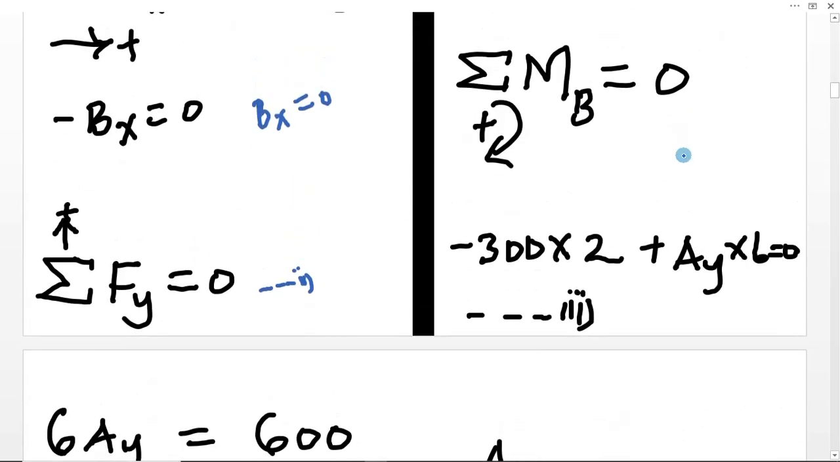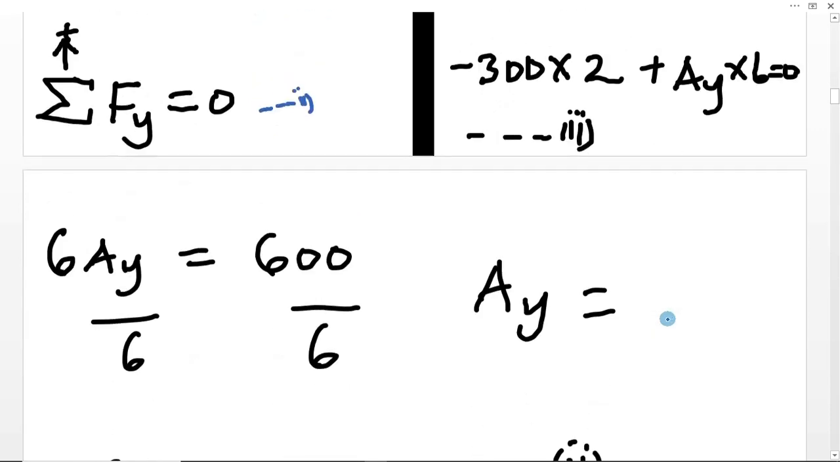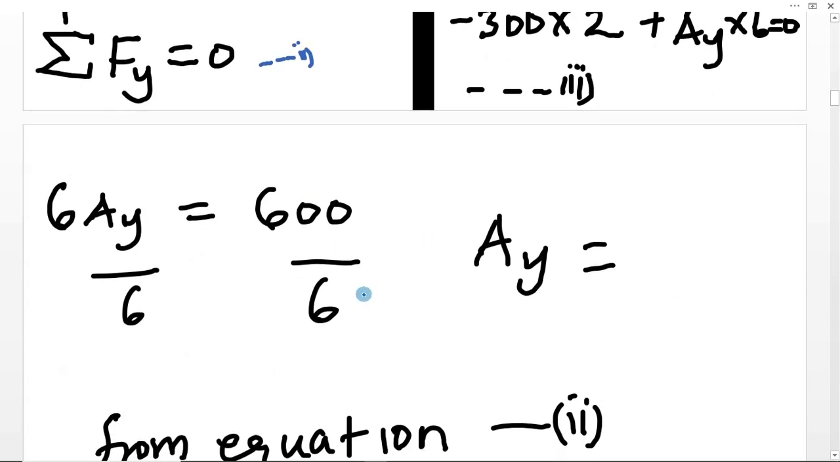Therefore, we are saying the sum of moments is equal to 0, taking the clockwise moments to be positive. The 300 newton load is going to have an anti-clockwise moment. Therefore, negative 300 times 2 plus, of course, Ay is going to have a clockwise moment. So it will be Ay times the perpendicular distance from the line of action of Ay, which is 6. Therefore, we will have that third equation. When we carry out the algebra, we find that 6Ay is equal to 600.